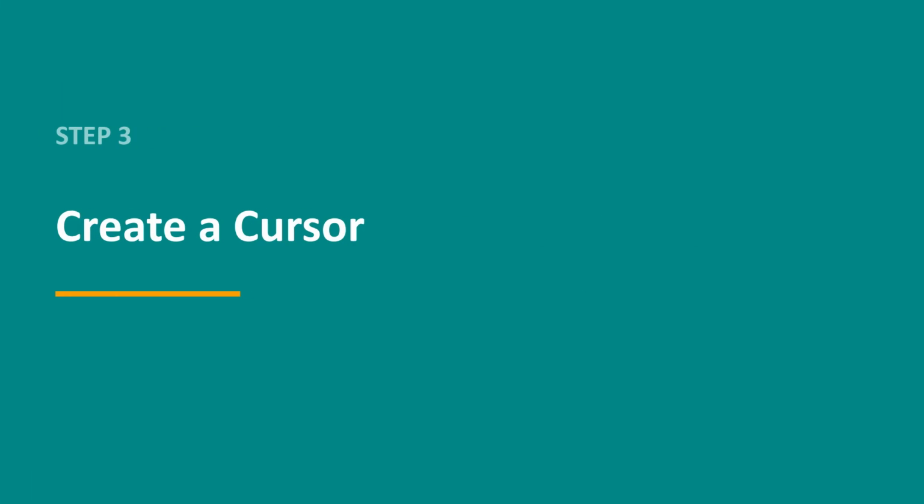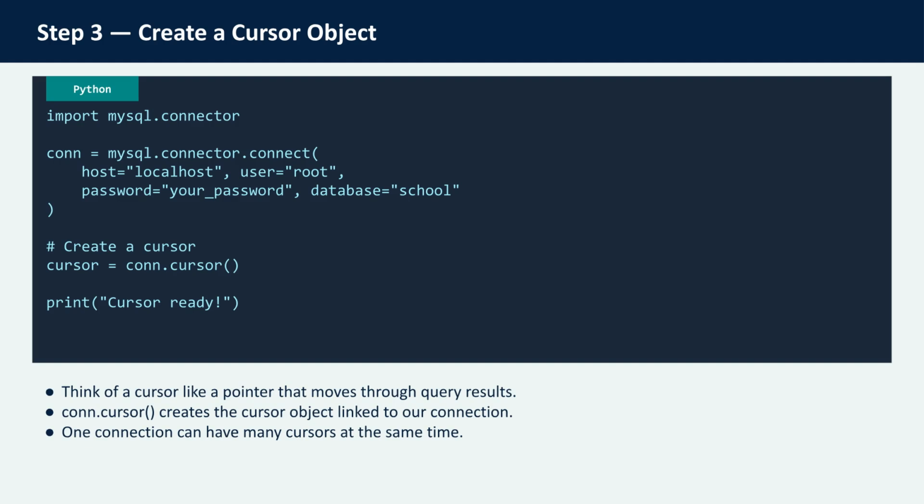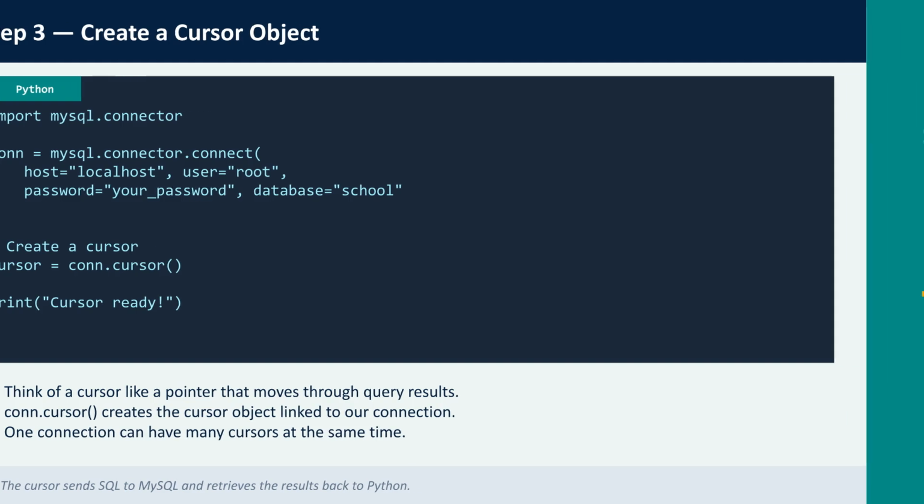Step 3 is create a cursor. The cursor is the tool you use within Python to execute SQL commands and handle results. The con.cursor method creates a cursor object linked to your database connection. A cursor acts like a pointer, moving through query results. Once you see "cursor ready", you can start executing queries.